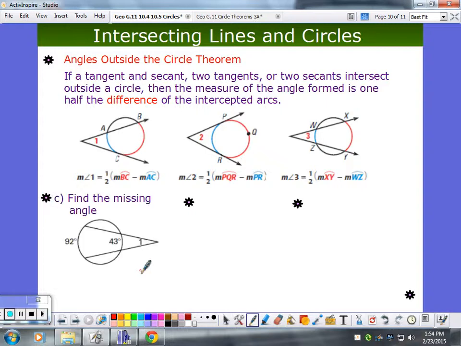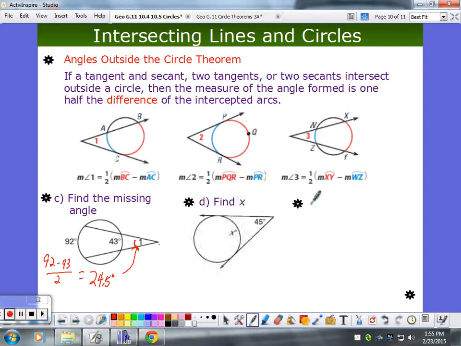Looking at some examples. Okay, we're back on page 3. This is example C on page 3. Find the missing angle. I'm outside the circle where they intersect, so it's this arc minus this arc divided by 2. So 92 minus 43 over 2. That's 24.5 degrees, and that'll be the measure of angle 1.